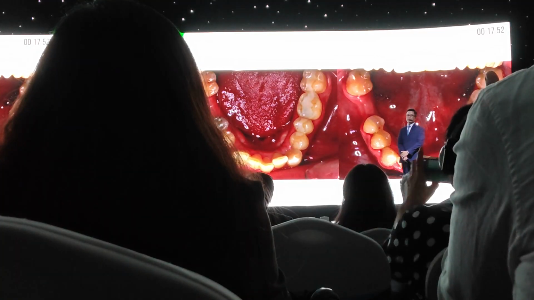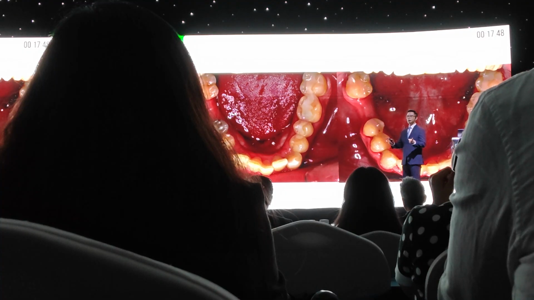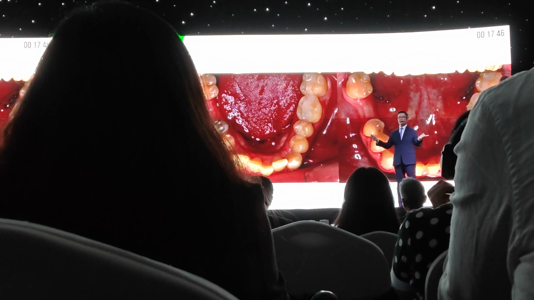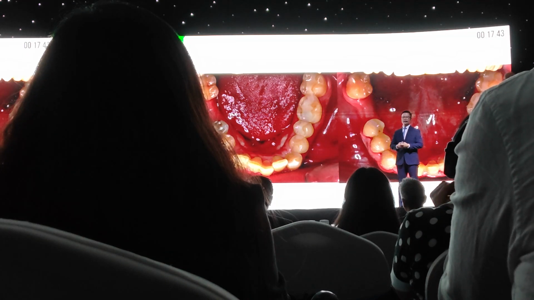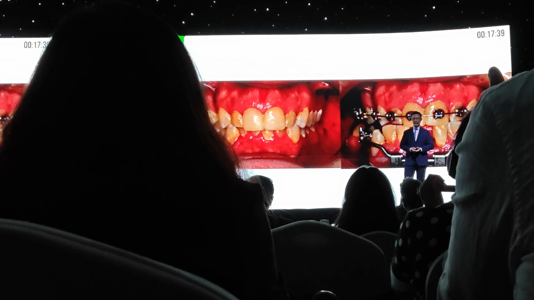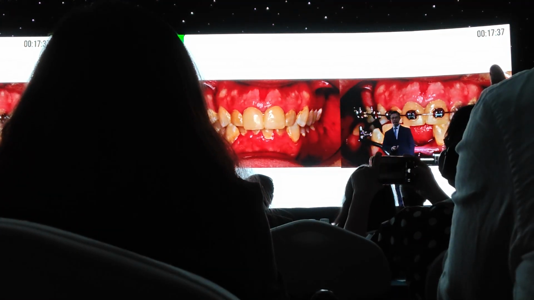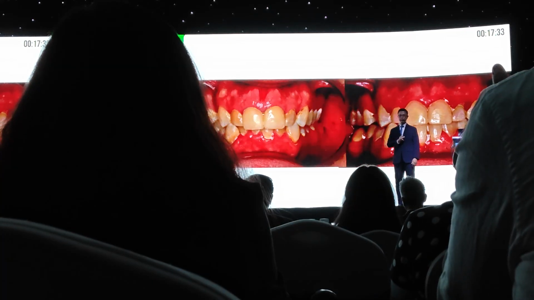So this is the lower arch before and after. At the end, when you measure the canine width, we did not increase 10 millimeters. All the spaces we used to align the lower incisors, we did not procline the lower incisors a lot. That's before and after the expansion, and that's after we close all the spaces.